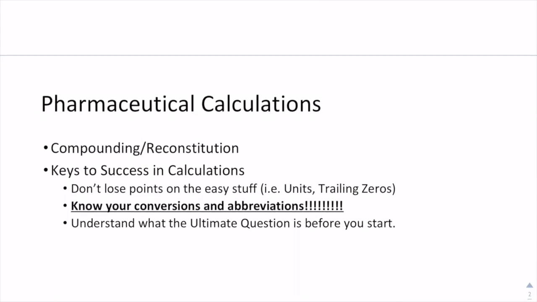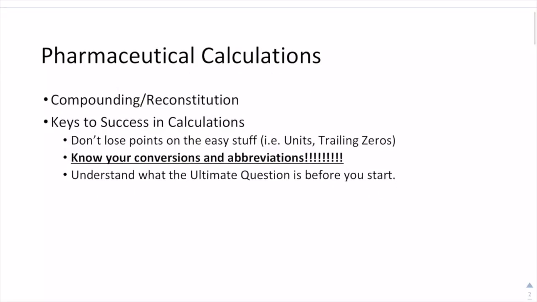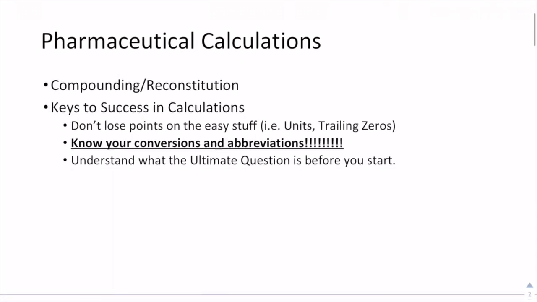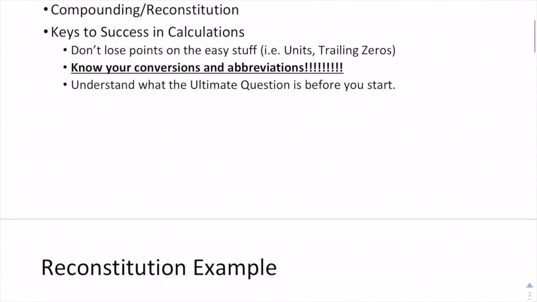Today we'll be going over pharmaceutical calculations, specifically compounding and reconstitution. And here I just listed three quick points for keys to success in calculations. First would be don't lose points on the easy stuff, such as units and trailing zeros. Second, and probably the most important, is knowing your conversions and abbreviations, because without these, most of the time you won't even be able to attempt the problem. And lastly, you want to understand where the ultimate question is going before you start so you don't get lost up in the information in the problem.